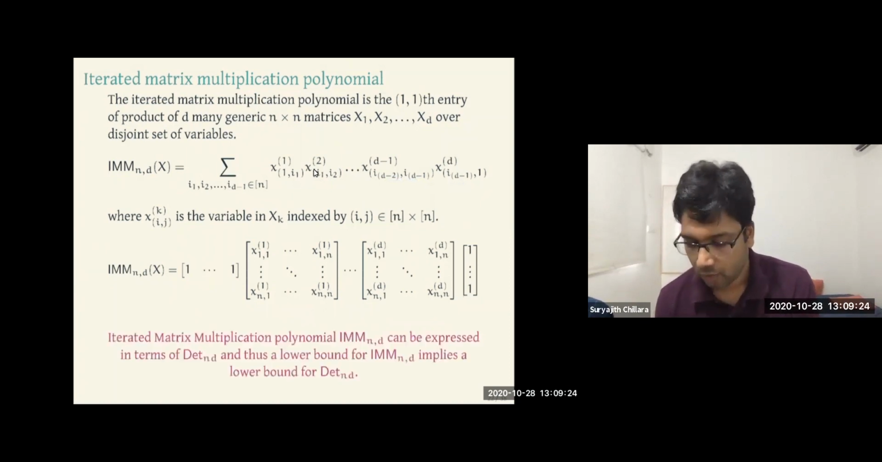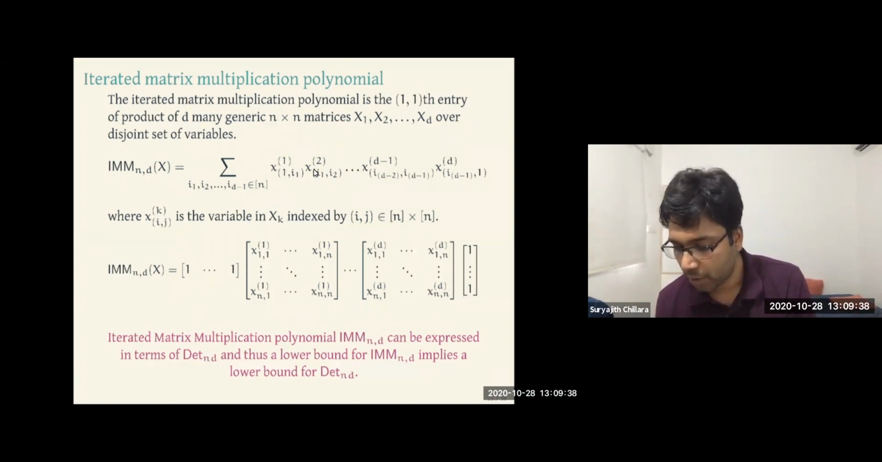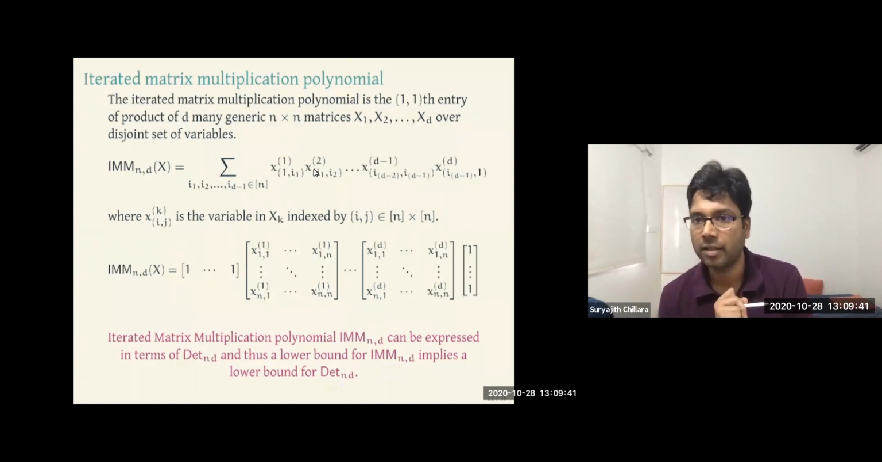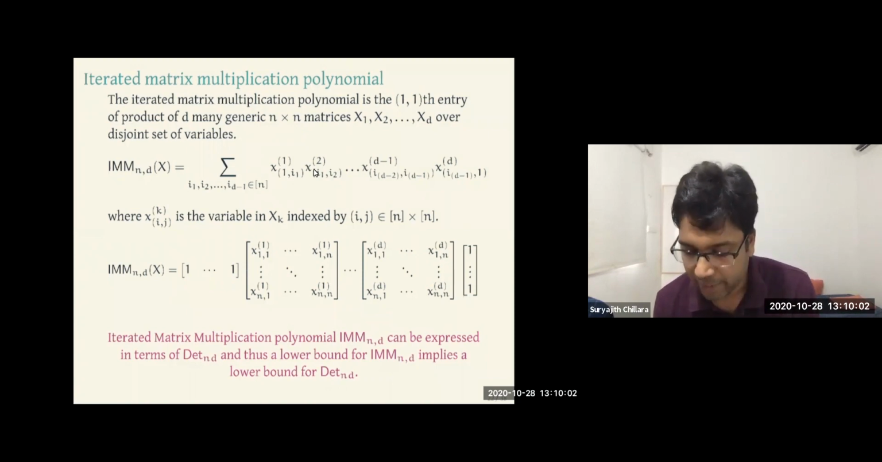What is also known is that the iterated matrix multiplication polynomial can be expressed as the determinant of an nd cross nd matrix. That means IMM is a related polynomial of determinant. And thus, if you show a lower bound for IMM, it also implies a lower bound for determinant. That is, if determinant has a circuit of size S, since IMM can be expressed as a determinant, IMM also has a circuit of size S. On the converse, if I show a lower bound for IMM, that also implies a lower bound for determinant. So proving lower bounds for IMM also implies lower bounds for determinant.